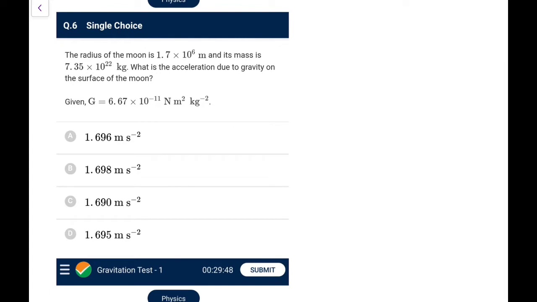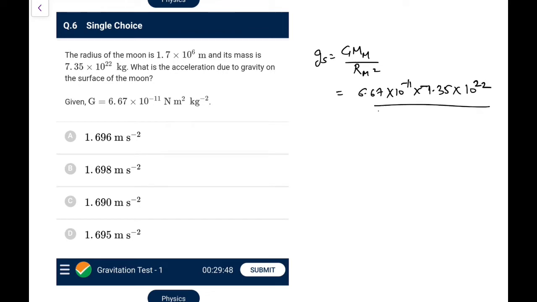Next one. The radius of the moon and its mass is given. What is the acceleration due to gravity? So you know g at the surface, you already know g is G times mass of moon upon radius of moon whole square, like that on the earth. So g is 6.67 into 10 to the power minus 11 into the mass, which is 7.35 into 10 to the power 22, upon Rm square, that would be 1.7. 17 square is 289, so 2.89 into 10 to the power 12. So 11 and 12, that would be minus 23, and that is 22. So 10 to the power minus 1, I can better write it as 6.67 into 0.735 over 2.89. Okay, so it is too close for comfort.